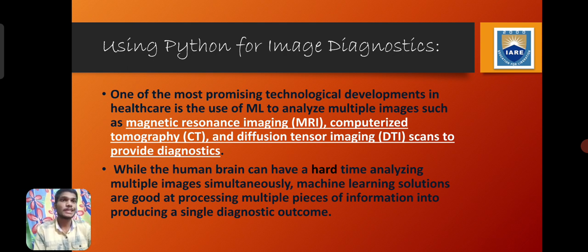Uses of Python for imaging diagnostics. One of the most promising technology developments in healthcare is the use of ML to analyze multiple images such as magnetic resonance imaging (MRI), computerized tomography (CT), and diffusion tensor imaging (DTI) scans to provide diagnostics. While the human brain can have a hard time analyzing multiple images simultaneously, machine learning solutions are good at processing multiple pieces of information into producing a single outcome.